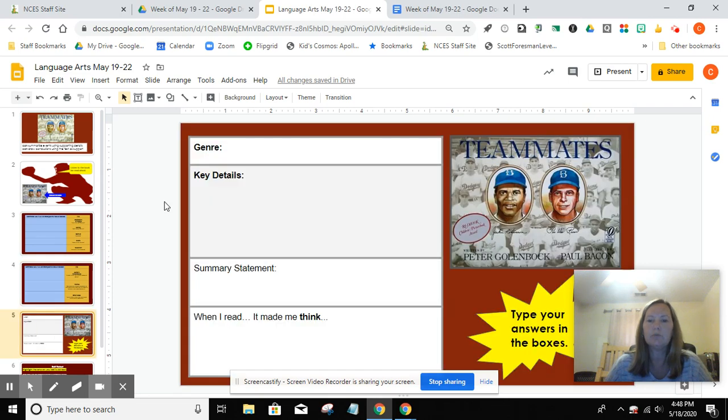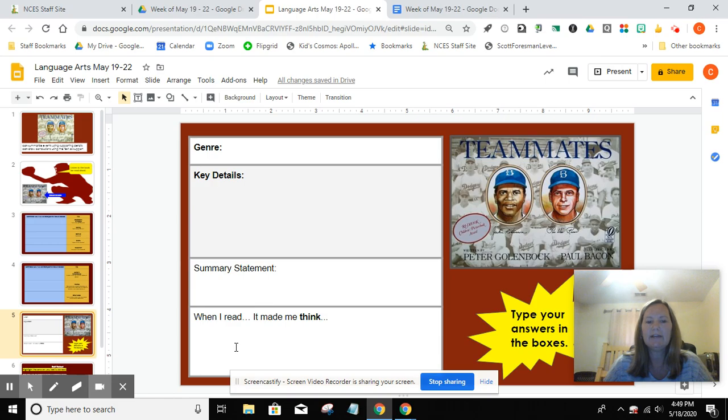Slide 5 goes along with the book again. However, this is kind of the same format that we've been using for the last few weeks. So think about the genre. What kind of genre would you consider Teammates? Key details. What were the main events, the main things that happened in the book that the author really wanted you to know about? Think about the purpose of what the book was written for. The summary statement is a little bit different than a full summary. A summary statement is probably going to be 1 or 2 sentences, giving you just the general idea, almost like a main idea of what the text is about.